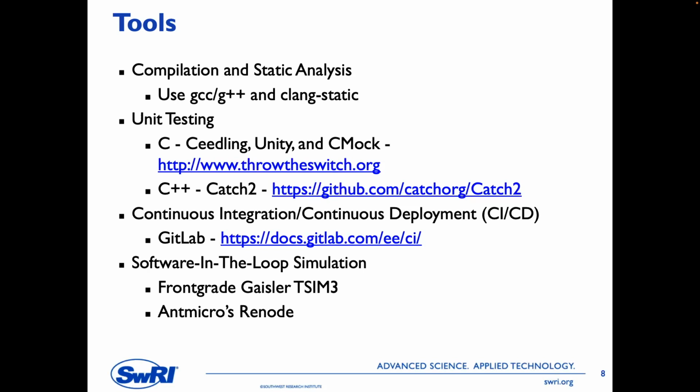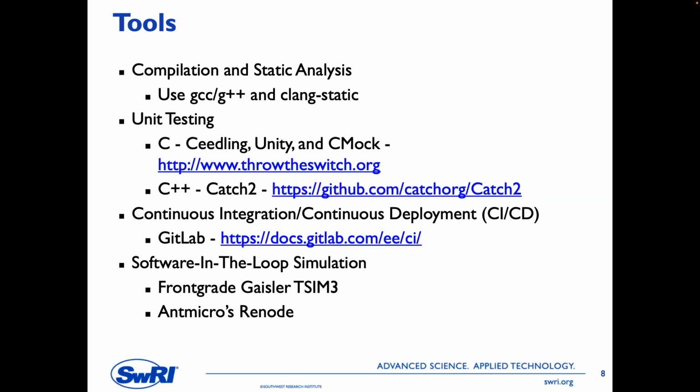For C++, one recommendation is Catch2. This is a tool that has better support for C++ if your application software is developed in that. I'm very much in favor of a continuous integration, continuous deployment approach. And one of the Git front ends, GitLab, has good support for this.